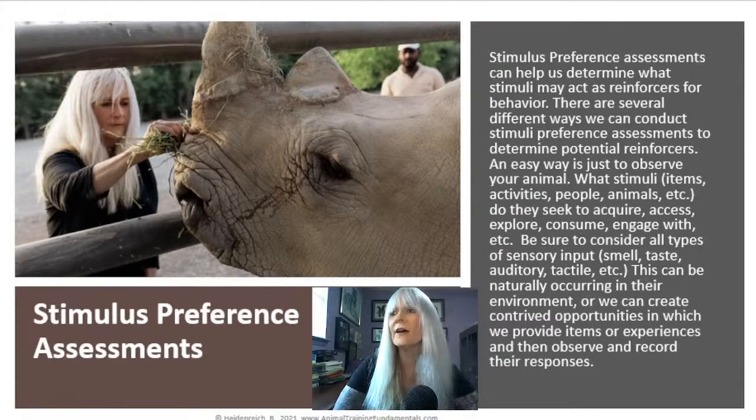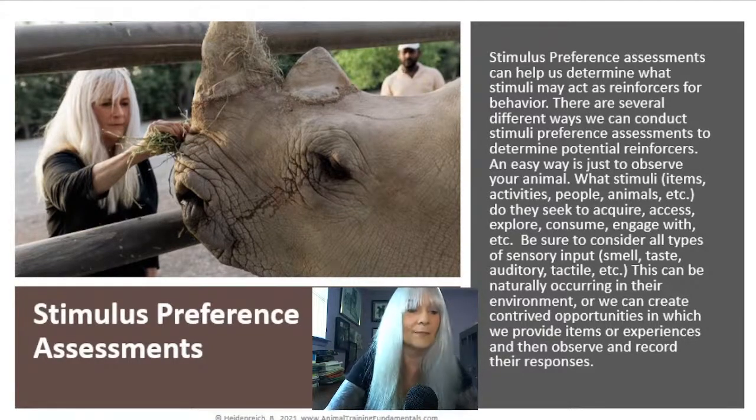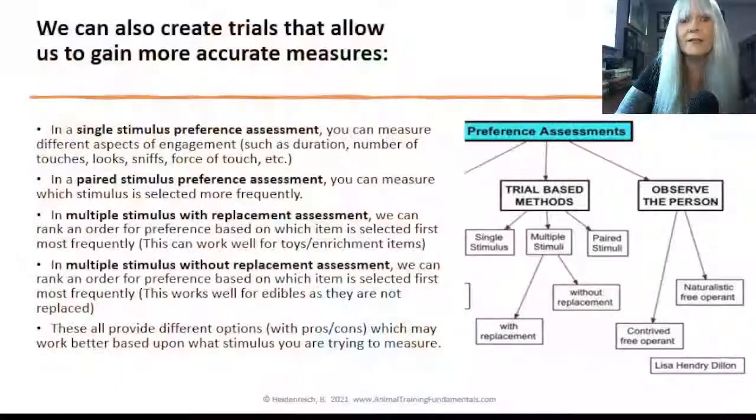So you've identified a wide range of things that your bird may respond to. What we can do with that is a little further assessment to find out which of those may have more value to your animal, at least at this moment in time. So let's talk about what some of those other trial types are. We can do a more detailed trial, and these are those other types of assessments.